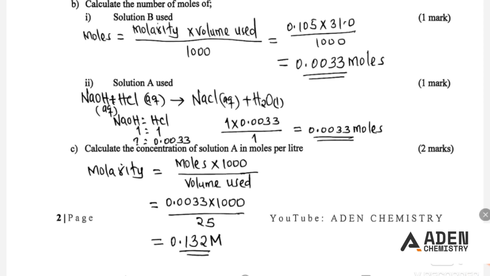So Roman 2, we are told solution A used, we have to write the reaction, then using mole ratio, we get the number of moles of solution A, and we have gotten 0.0033 moles. Then part C, calculate the concentration of solution A in moles per liter. That means concentration in moles per liter is also called molarity. The formula for molarity is moles multiplied by 1000 divided by volume used. So we are going to get 0.132 mole as our molarity, or we can write 0.132 moles per liter as our unit.